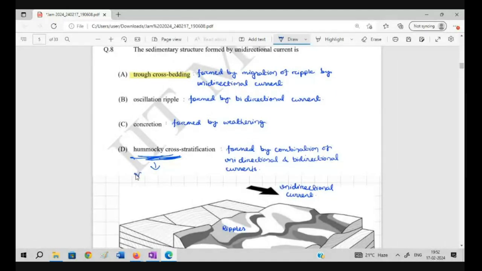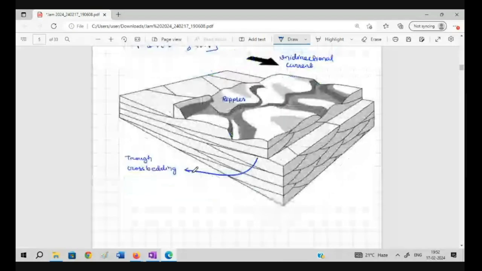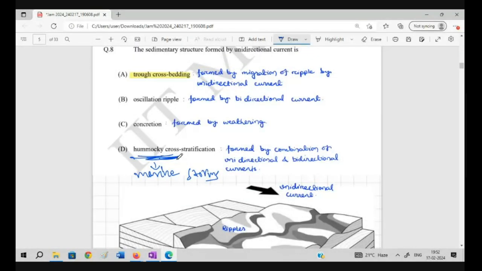They are formed during marine storms. And on the continental shelf during marine storms, there will be high energy conditions. So there will be unidirectional as well as some bidirectional currents, because unidirectional means the current flows in only one direction, and bidirectional means it can flow in one direction and then return in the same direction. In storm condition, the waves come and then go back in the same direction again. So it will be a bidirectional condition.